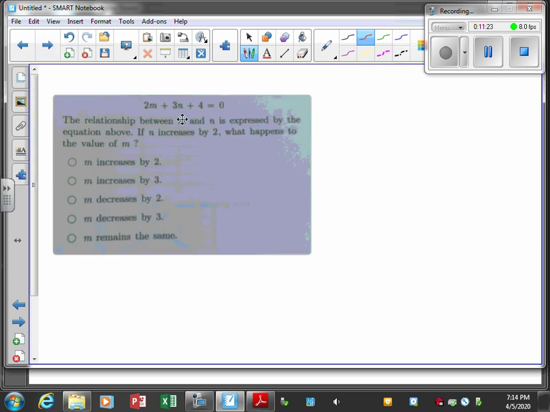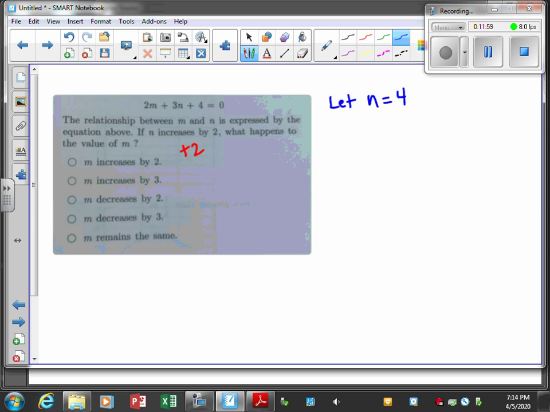All right, 2m plus 3n plus 4 equals 0. The relationship is expressed above. If n increases by 2, that means plus 2. What happens to the value of m? On these ones, the best thing to do is just pick any value you want for n. Okay, let's just say let n equal 4 so that we can figure out what's going on, and then we'll increase it and figure out what's going on. So in this one you can pick any value. It doesn't have to be 4. You could pick 1, 2, 3, 4, whatever.